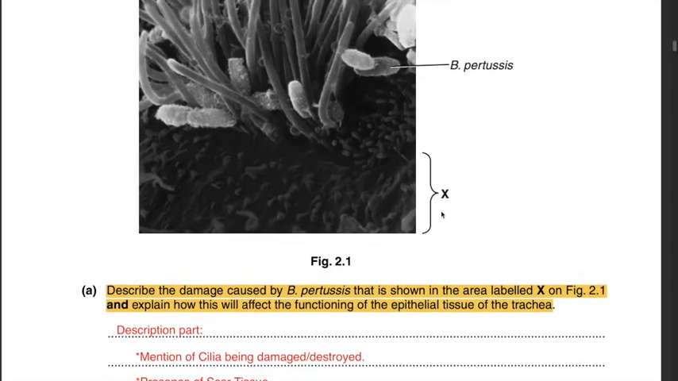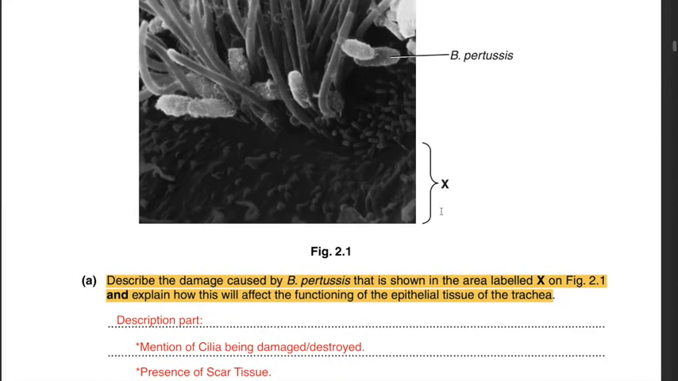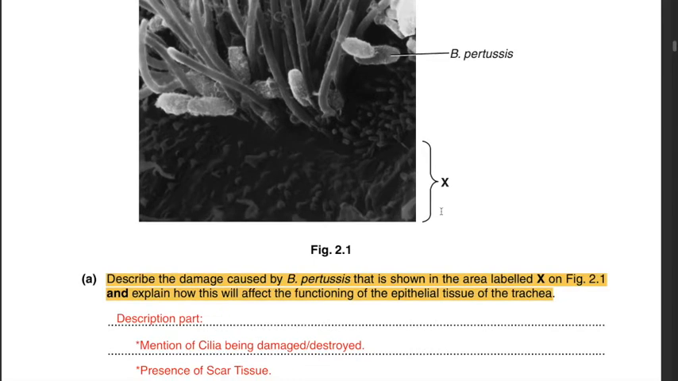If you look at this specific diagram given and at the area labeled X, what you would see are the cilia, and you could mention the cilia being damaged or destroyed. Although it is not clearly visible whether it's damaged or destroyed, since the question refers to describe the damage caused by B. pertussis, you can mention the cilia being damaged just by looking at this certain area. You could also mention the presence of scar tissue.